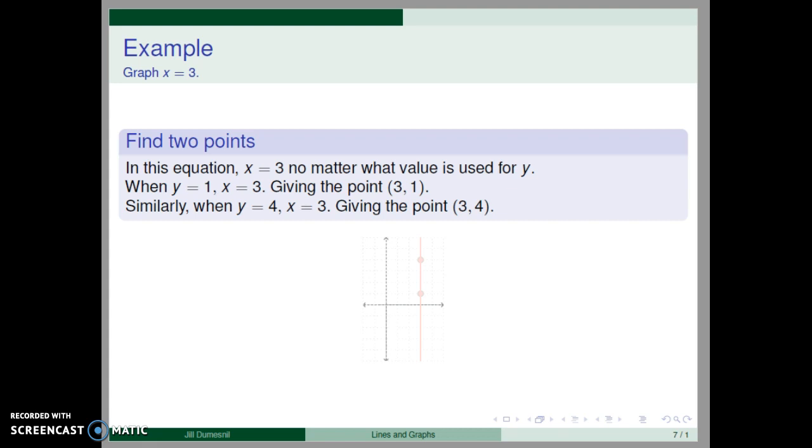Now to graph, we plot our coordinate axes and mark a grid or scale. Plot the point (3, 1) and plot the point (3, 4). Connect them with a line. Again, be sure to extend the line beyond the two given points to indicate that the line continues.